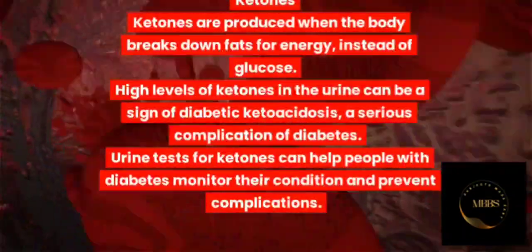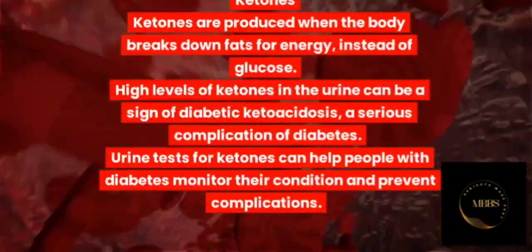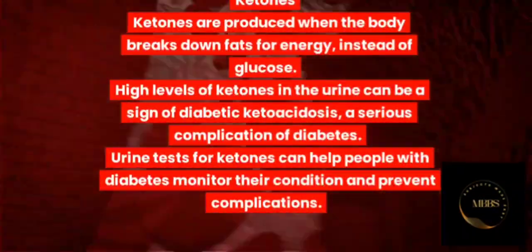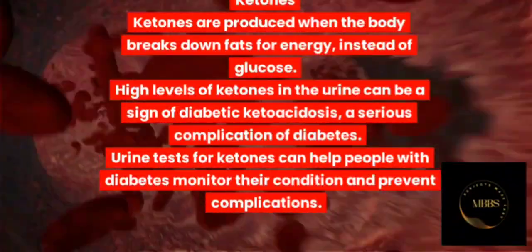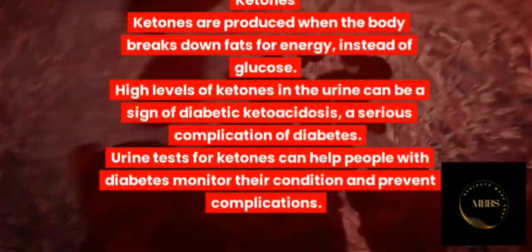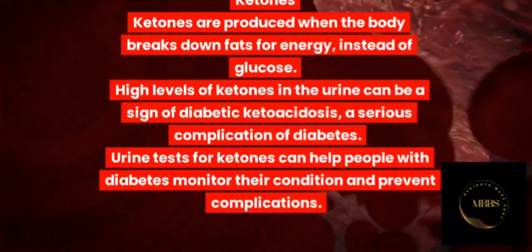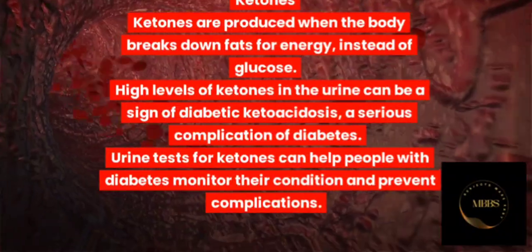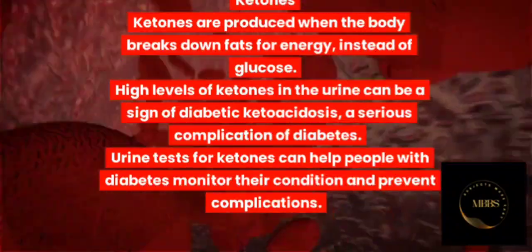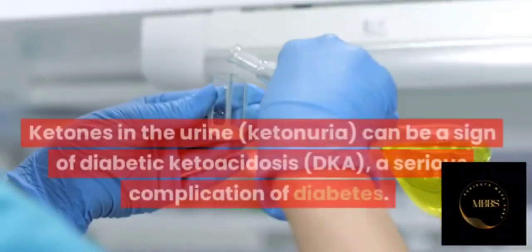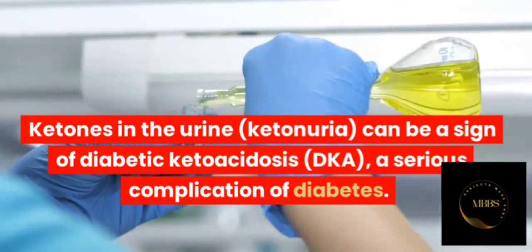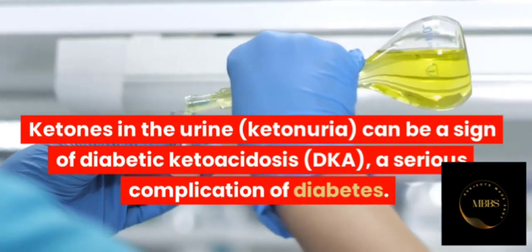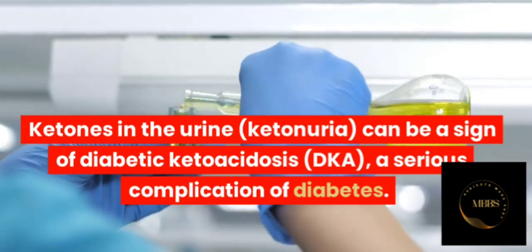Ketones. Ketones are produced when the body breaks down fats for energy, instead of glucose. High levels of ketones in the urine can be a sign of diabetic ketoacidosis, a serious complication of diabetes. Urine tests for ketones can help people with diabetes monitor their condition and prevent complications. Ketones in the urine, ketonuria, can be a sign of diabetic ketoacidosis, DKA, a serious complication of diabetes.